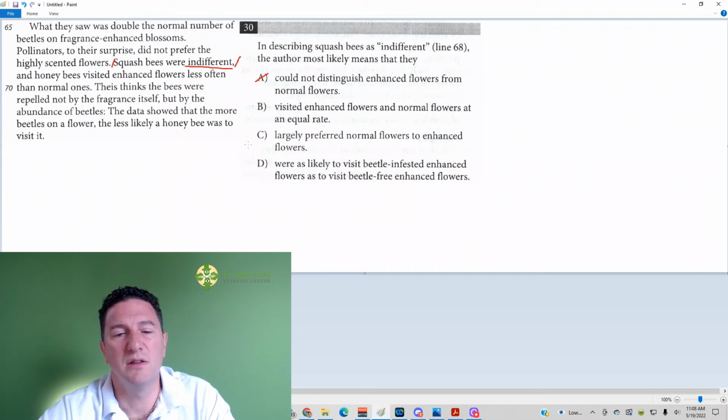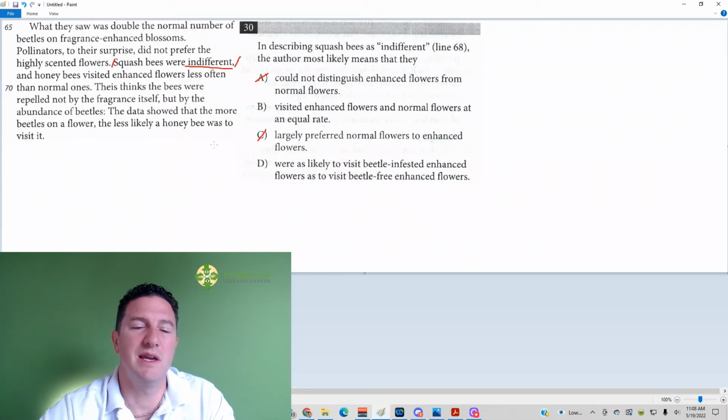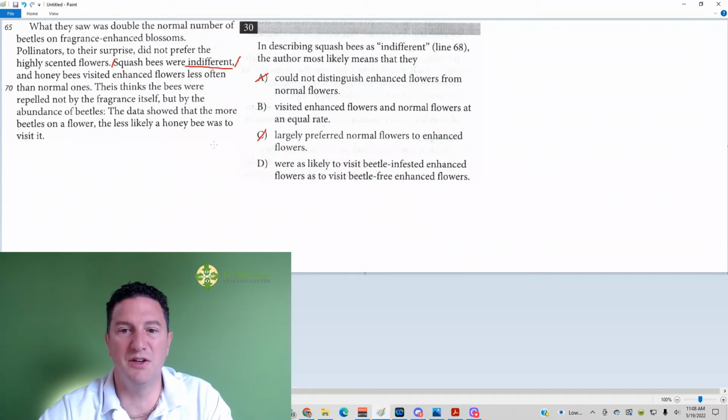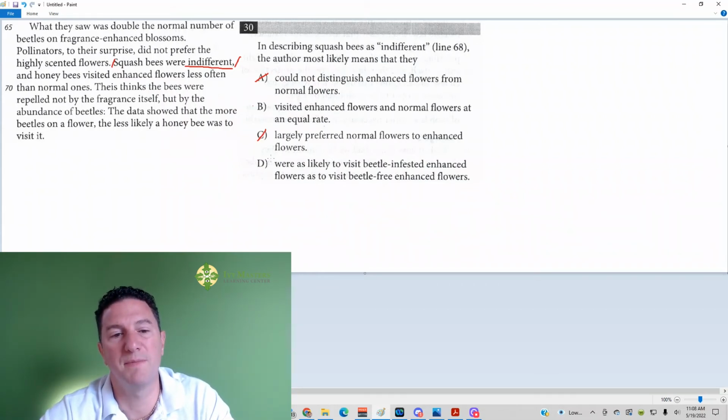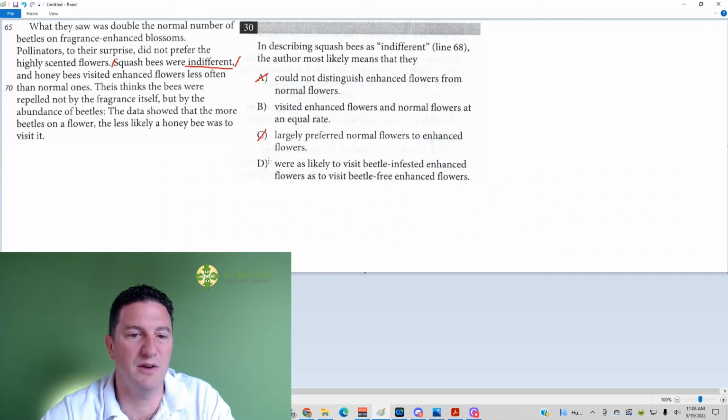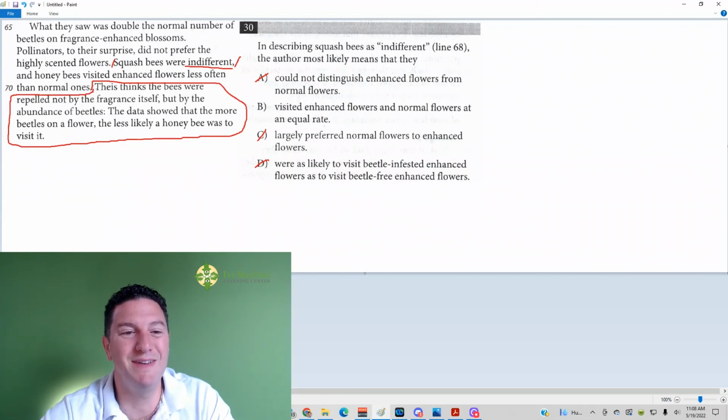Answer choice C, largely preferred normal flowers to enhanced flowers. That's not going to be the correct answer either, because it does not talk about them visiting normal flowers much more than enhanced flowers. Again, if it was talking about the honeybees, they were visiting the enhanced flowers less often. Answer choice D, were as likely to visit beetle-infested enhanced flowers as to visit beetle-free enhanced flowers. Answer choice D is wrong, and we know that based on these last two sentences, that the bees were repelled not by the fragrance, but by so many beetles.